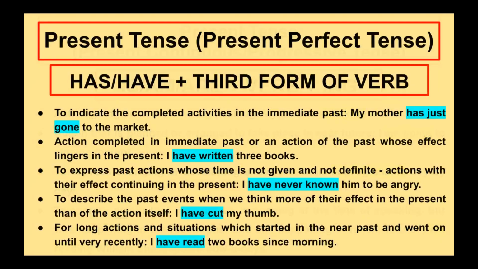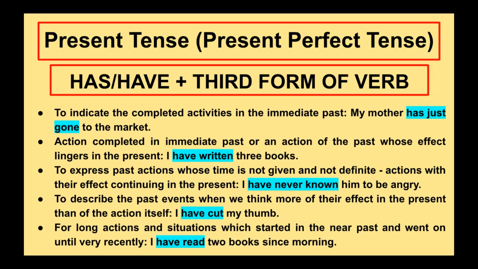Now let us talk about present perfect tense. The rule is has or have plus third form of verb. Present perfect tense is used to indicate the completed activities in the immediate past. For example, my mother has just gone to the market. Action completed in the immediate past or an action of the past whose effect lingers or continues in the present. I have written 3 books.